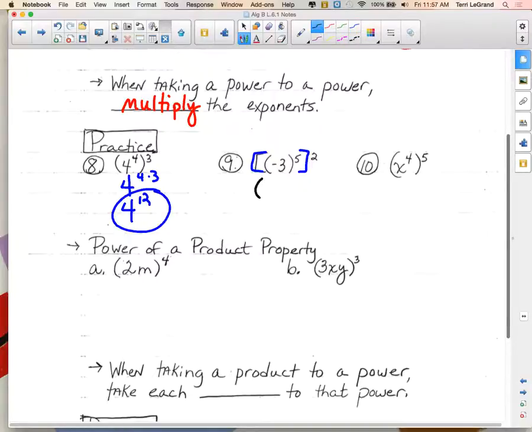So we're going to have negative 3. That's our base. And what would we show? To the 10. What would we show? 5 times 2. And can we ditch these parentheses? No. Negative 3 to the 10th power. Okay. Go ahead and do that last one on your own before we move on to another property.